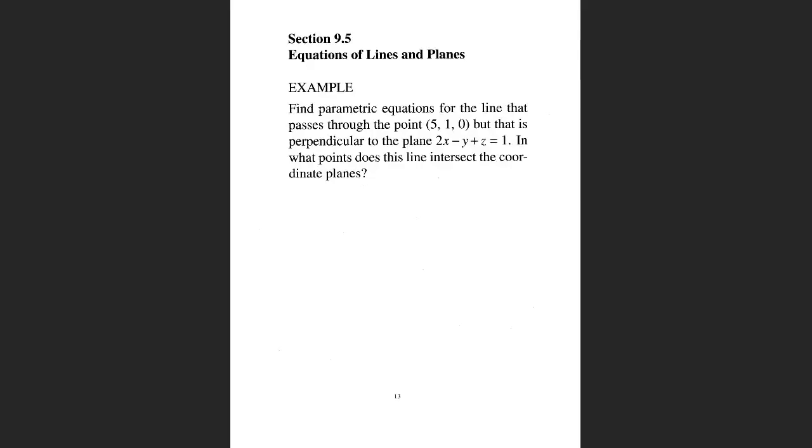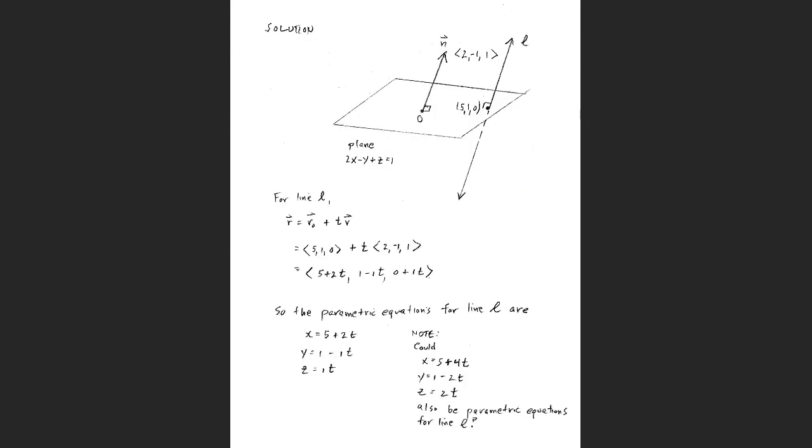All right. So recall that we looked at this problem last time. We had a line that passed through a point perpendicular to a plane, and we were able to come up with the parametric equations for that line. Now what we want to do is see at what points this line intersects the coordinate planes. So let's go to the parametric equations for the line.